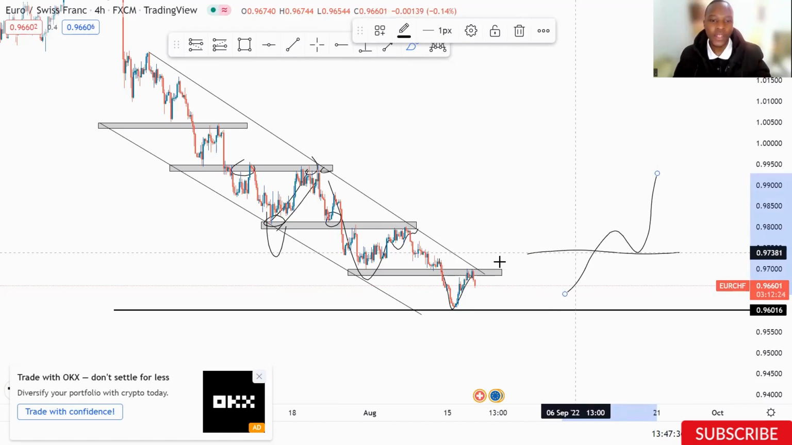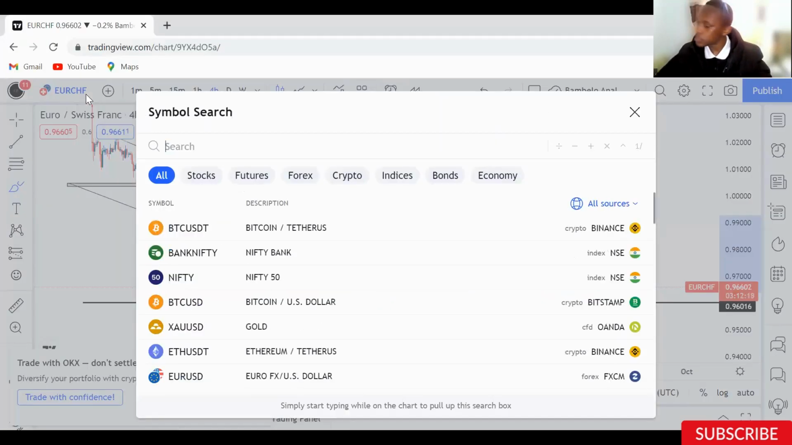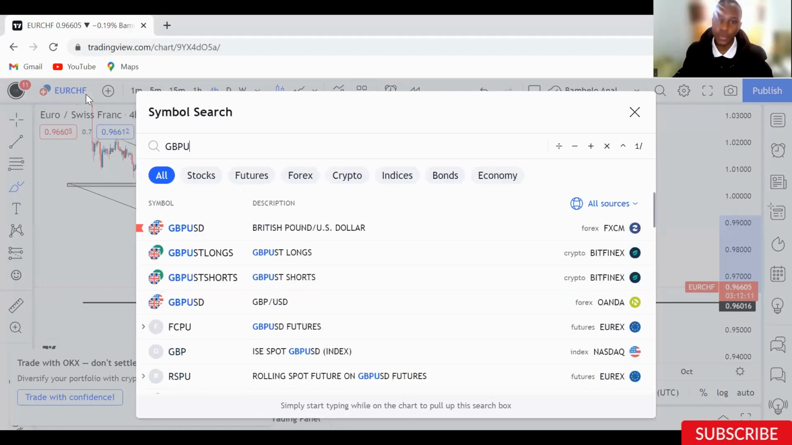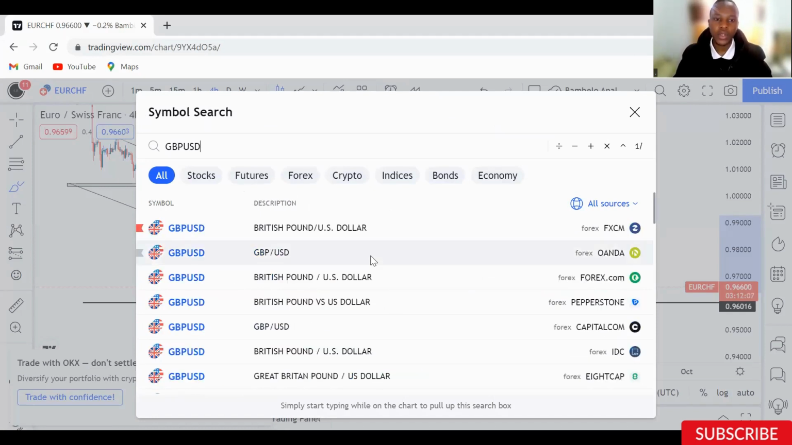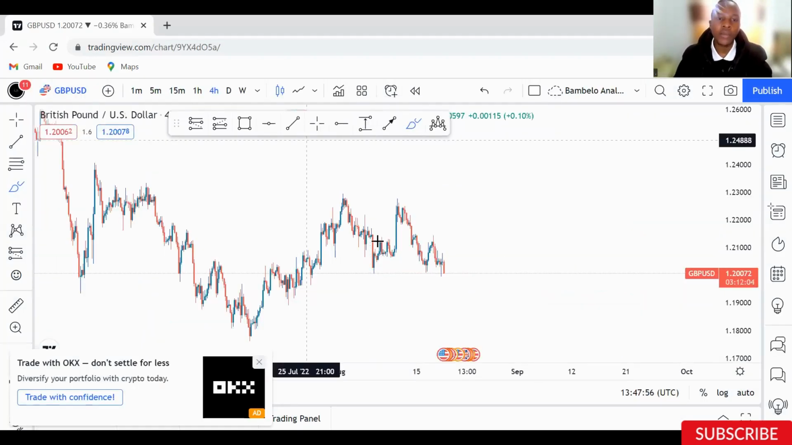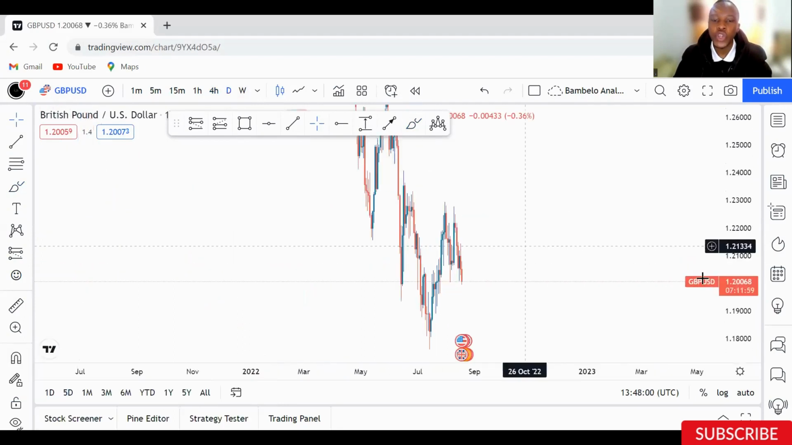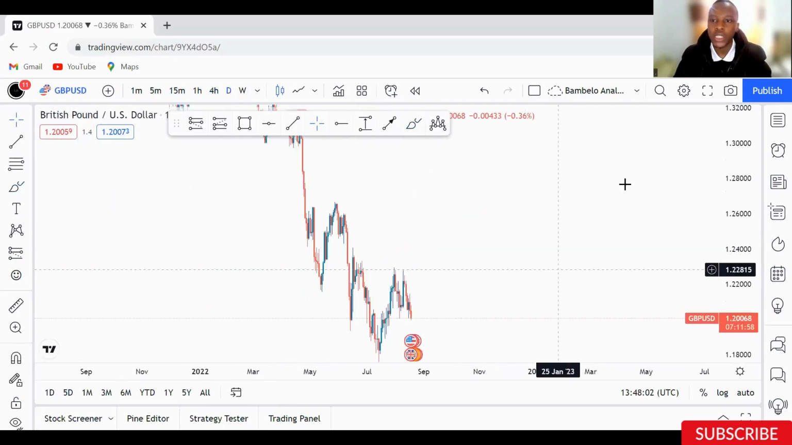Okay. Then now I'm just going to go to another pair, which is GBP USD. Okay, guys, so I'm currently on GBP USD, and I will be showing you what is support.